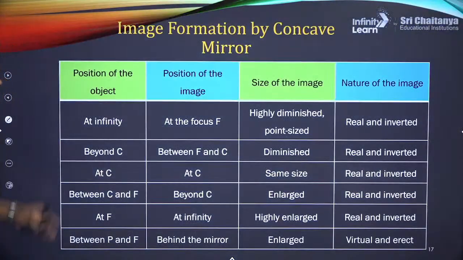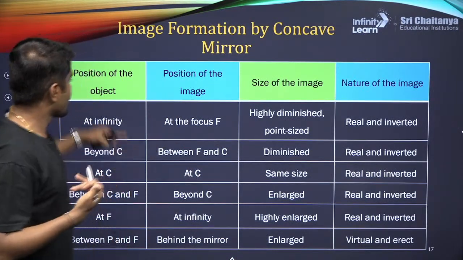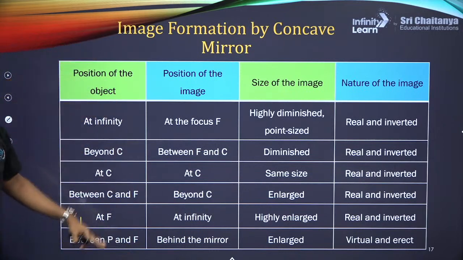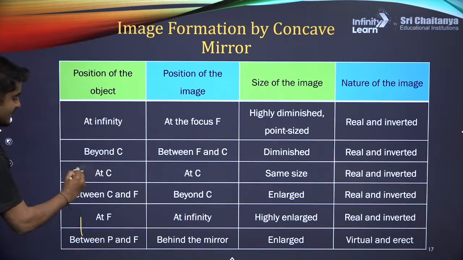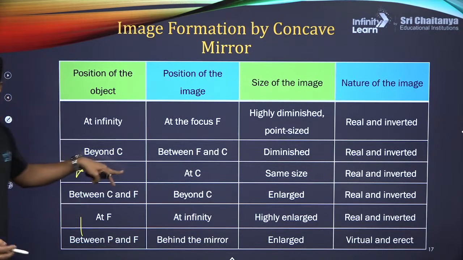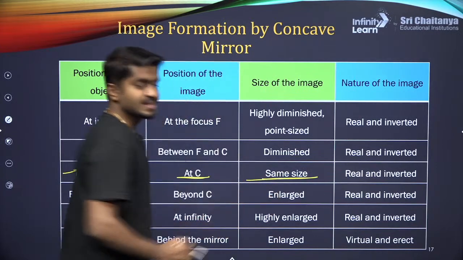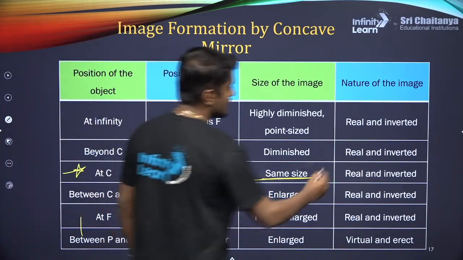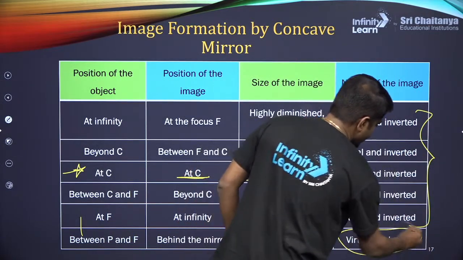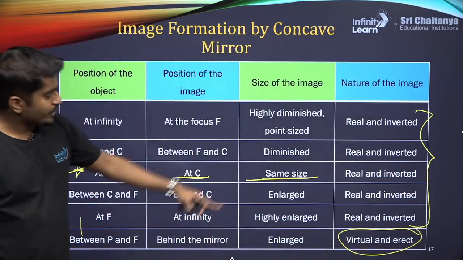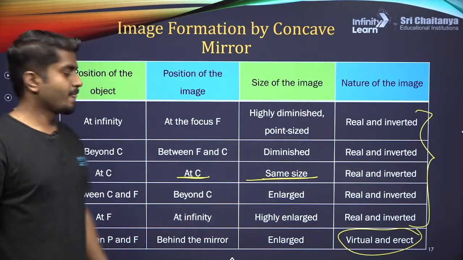Alright. Now there is a summary of all the image formations for the concave mirror. You place the object at different locations, you get their images at different locations. The important thing is, when the object is at the center of curvature, then the image is at the center of curvature, and it is the same size. Okay, and all of these are real and inverted. Only the last one is virtual and erect. Only the last one is virtual, all the others are real and inverted.